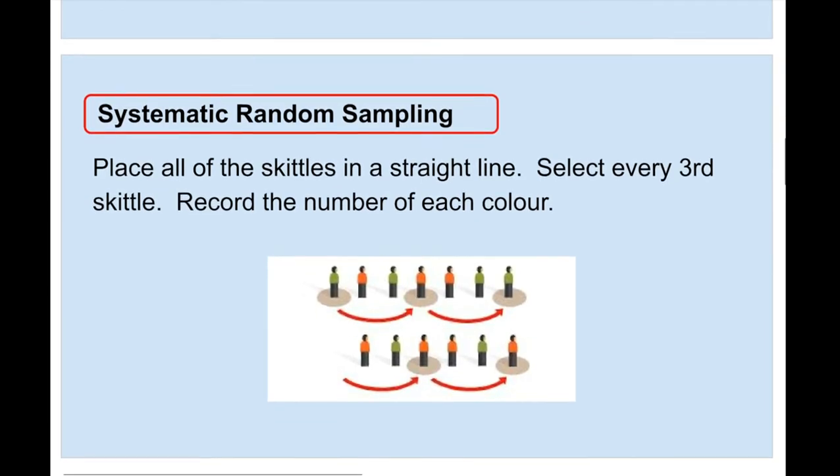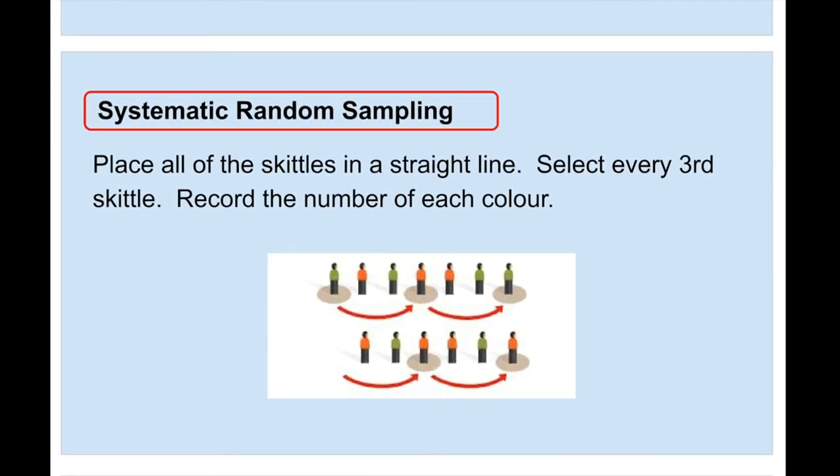Systematic random sampling. I want you to put all the Skittles in a straight line and select every third Skittle. Record the number of each color. So again, you've ordered them and you're selecting every other or every third one in this case. Now this part here, the every third, that can change depending on how many individuals you want in the sample or just up to you. You can choose every other, every fifth, every 10th. Again, it would most likely vary depending on how many individuals you need to choose or how large you want the sample.